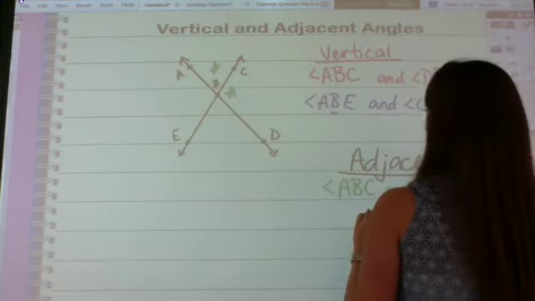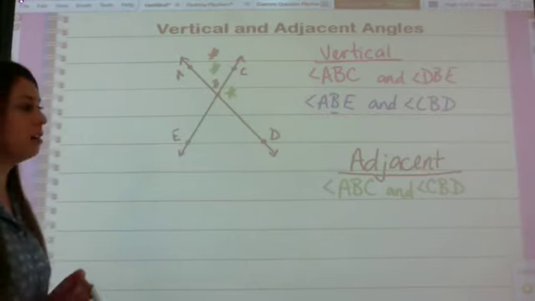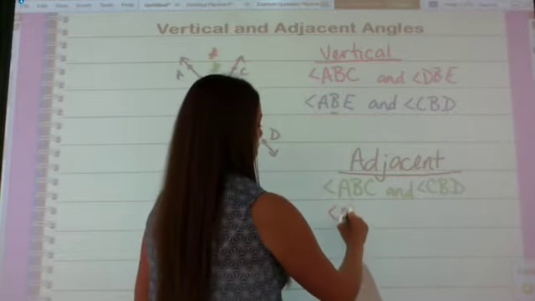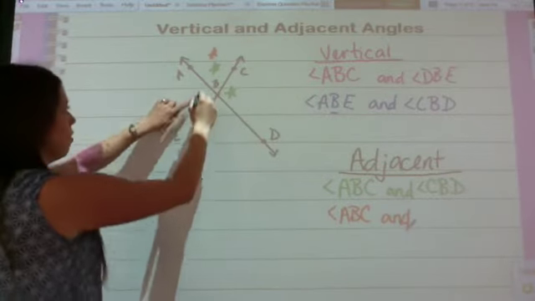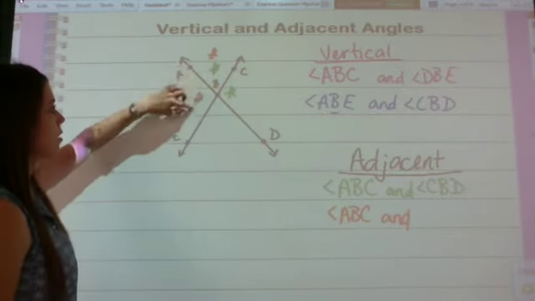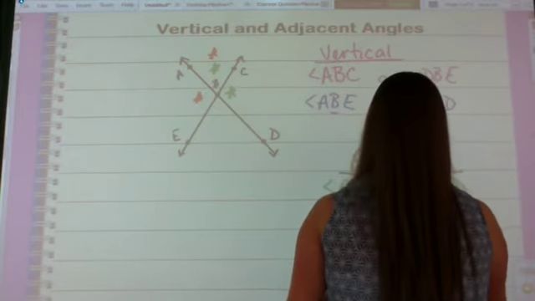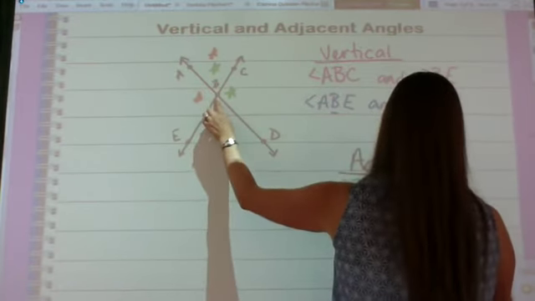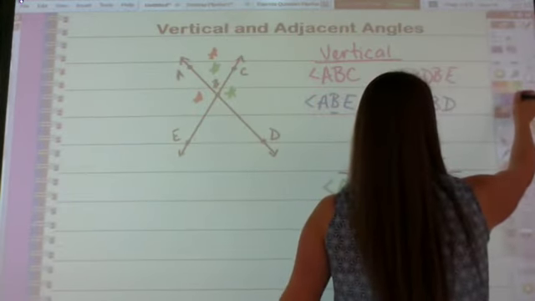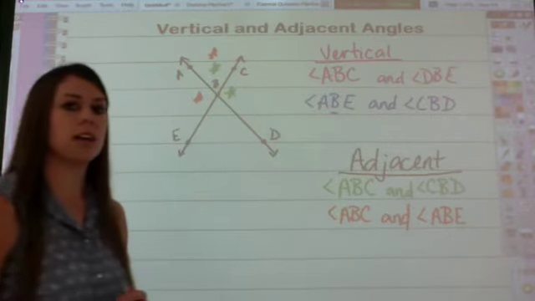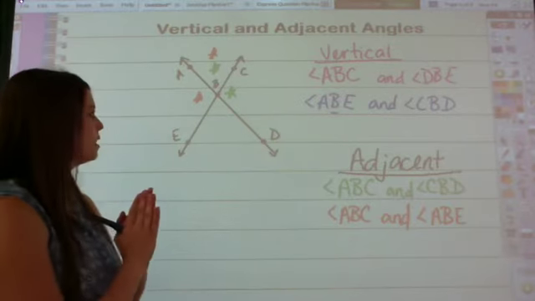But you might say, well, ABC has another adjacent angle, and it does. So we can say angle ABC and this angle here are right next to each other, ABE. So angle ABC and angle ABE are adjacent. There are more adjacent angles in this diagram. Do you see them? Angles that are right next to each other, or they share a common side.